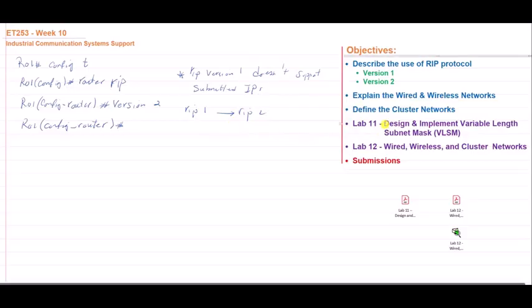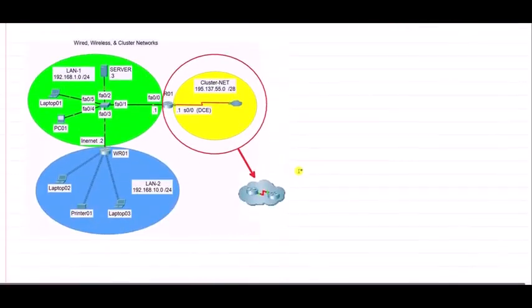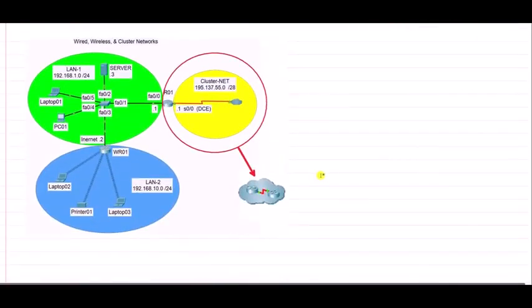Now let's talk about wired and wireless networks, and I have a topology here. There you go. This is actually in lab 12. We'll talk about this more. This is the topology for lab 12, and as you notice, on the right side we have router 1 connected to the outside world. This is the cloud, and this provides internet going through the green area, this network, which is LAN 1.